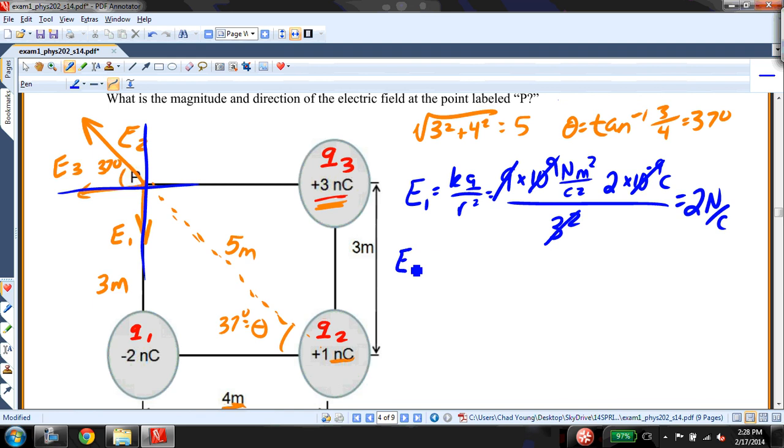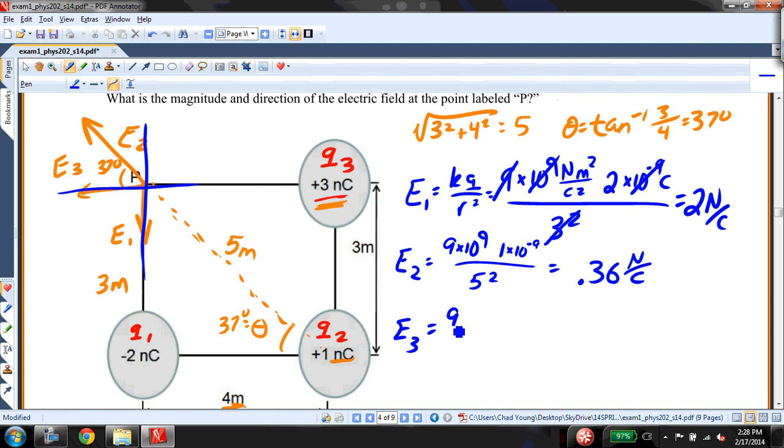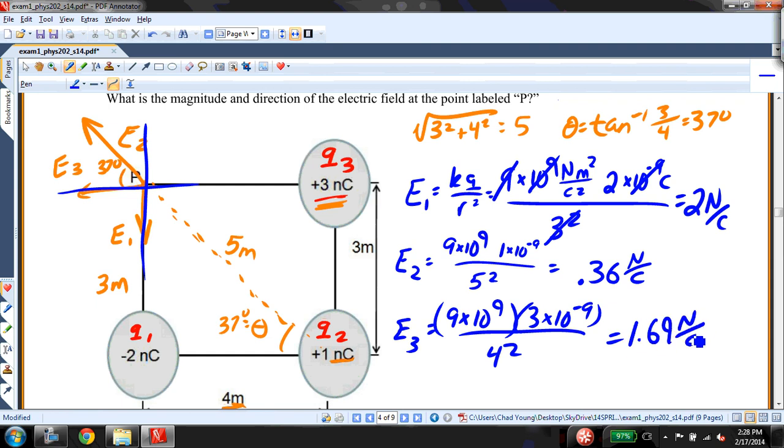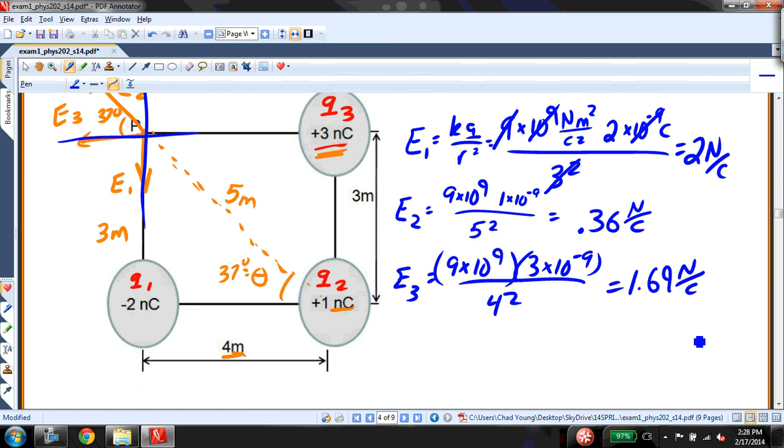Now E2. kQ2 over R squared. Q2 is 1 nanocoulomb divided by the distance, which is 5 squared. And that's equal to 0.36 newtons per coulomb. And finally, E3, k Q3, which was 3 nanocoulombs, divided by the distance squared, which is 4 squared, and that's 1.69. All right, so those are the magnitudes of my electric fields.